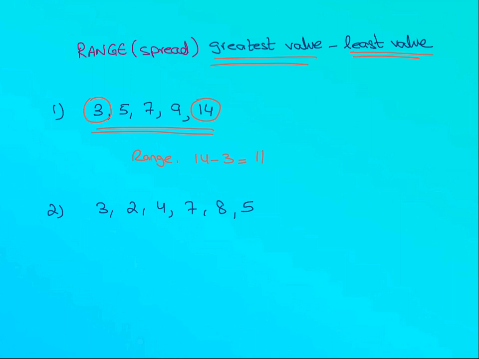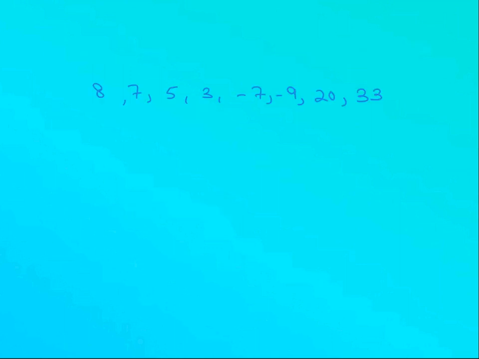If I look at the second set, the smallest value I see is 2. The greatest value I see is 8. So the range of this set is going to be 8 minus 2, which is 6. Now let's say this is the set we have. We still have to find the range, which is the highest value minus the least value. All you have to do is identify the highest, the greatest and the least values.